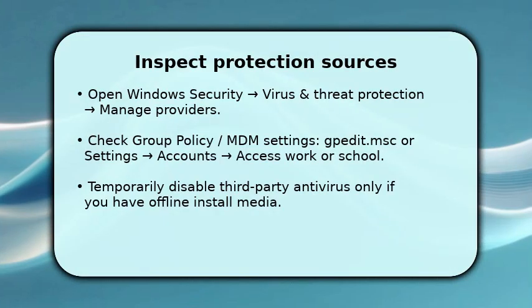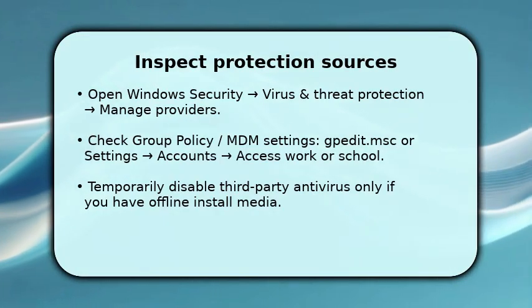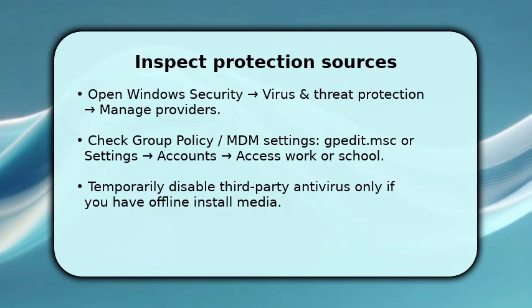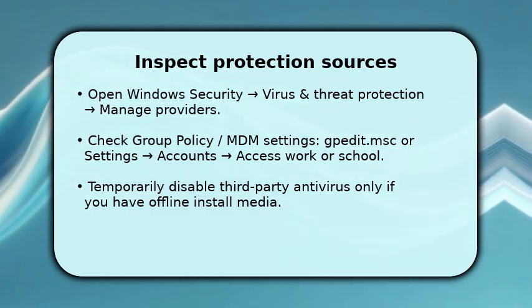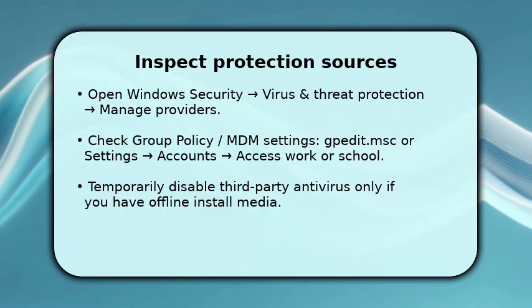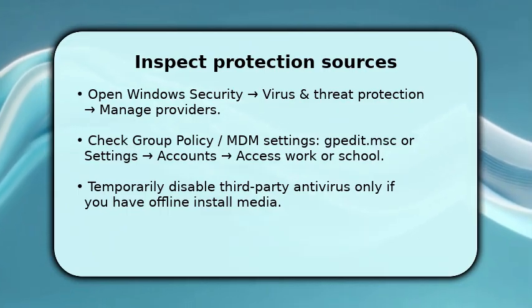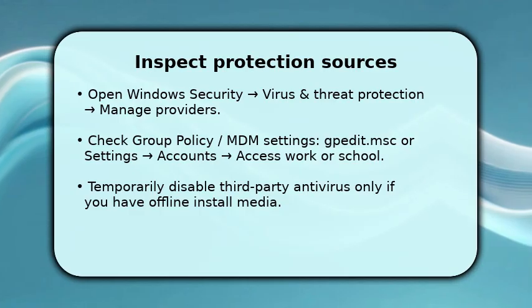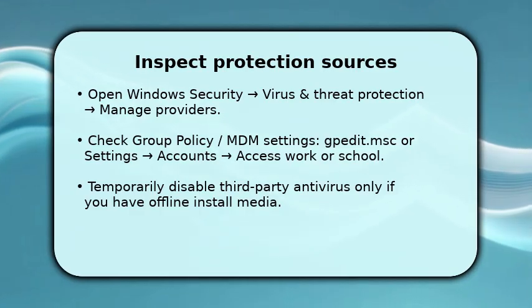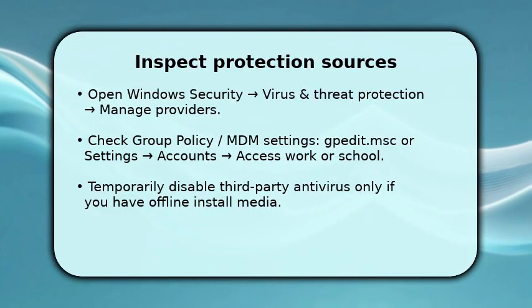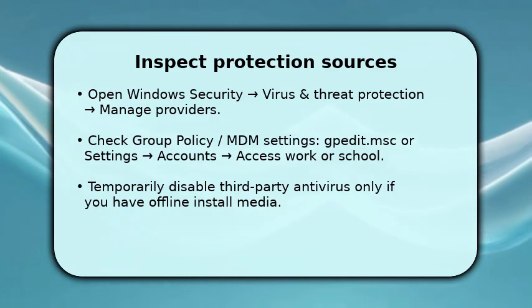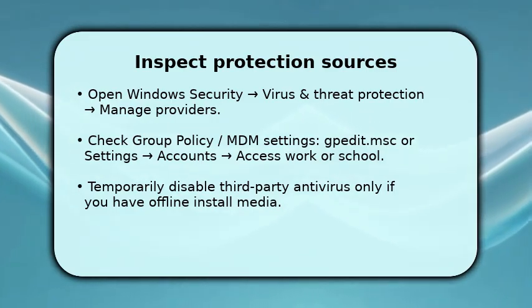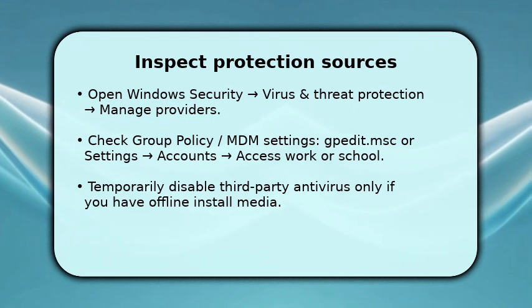Now inspect where the monitoring flag comes from and why the system thinks it's protected. You will open Windows Security and check active providers. If a third-party AV is listed, use its console to verify its status. Next, check group policy and any MDM or work account enrollment that can enforce policies. These revoke local changes. If you must disable third-party AV to reconfigure, do it briefly and only if you have installation media or an admin account ready to restore protection immediately.